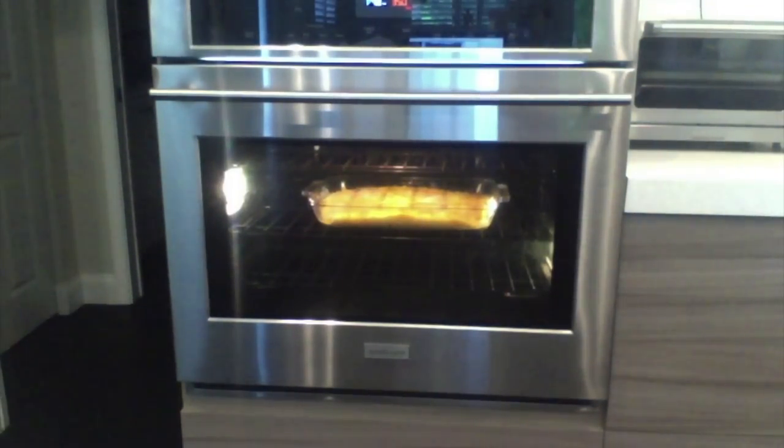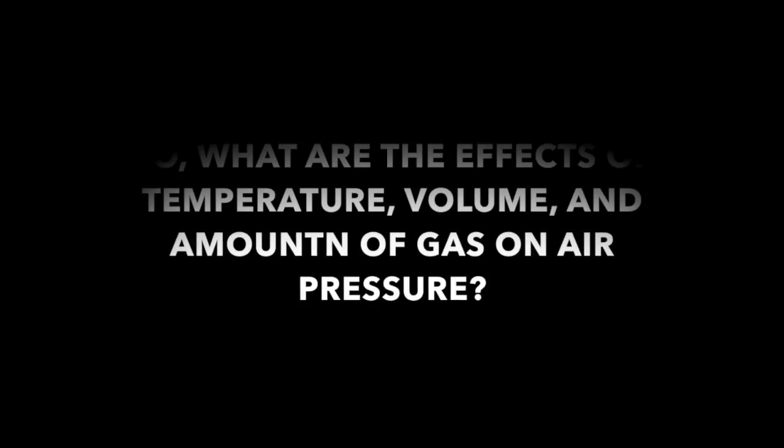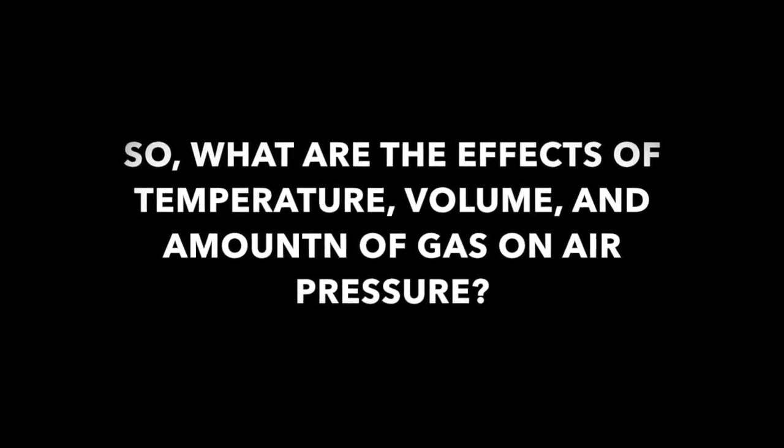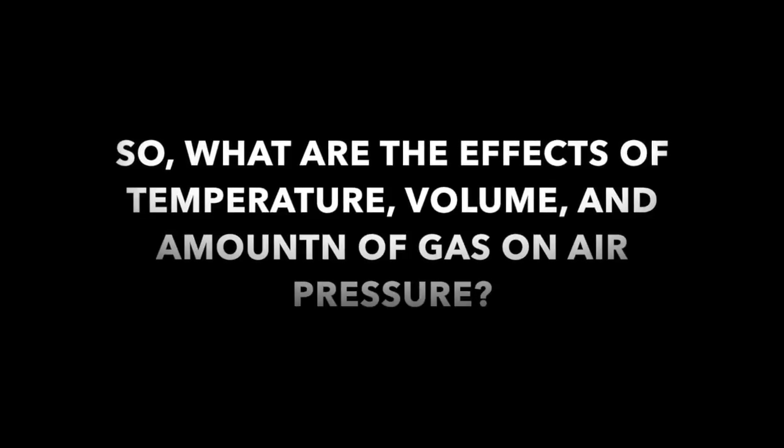The mac and cheese is expanding because the pressure is greater on the inside. However, we don't understand why the mac and cheese is browning on the top. Pressure and volume have an indirect relationship. Pressure and temperature have a direct relationship. Temperature and volume also have a direct relationship.